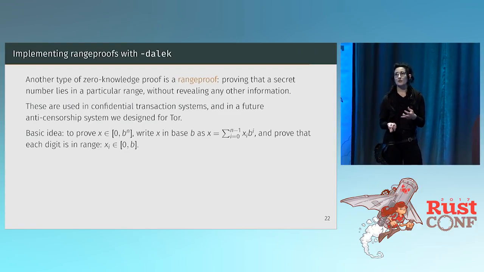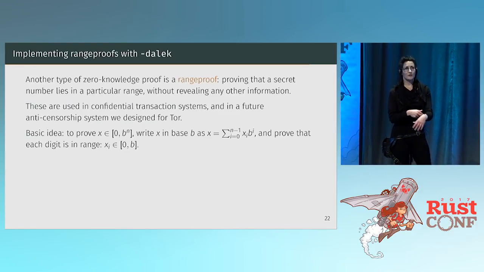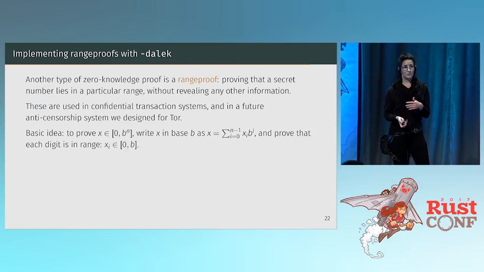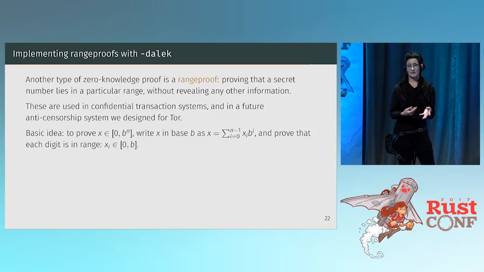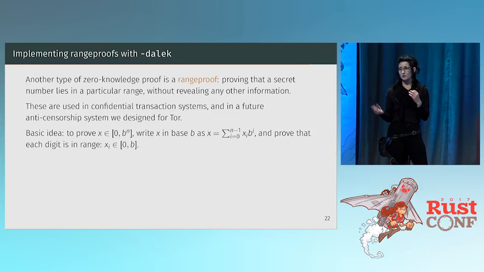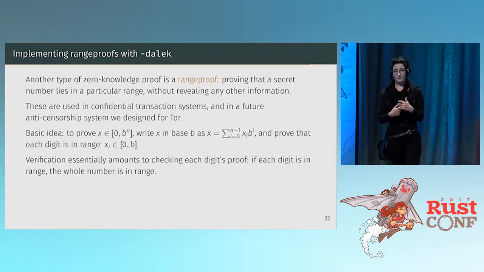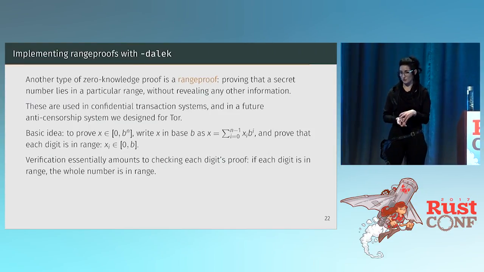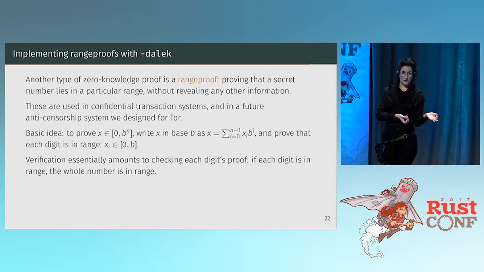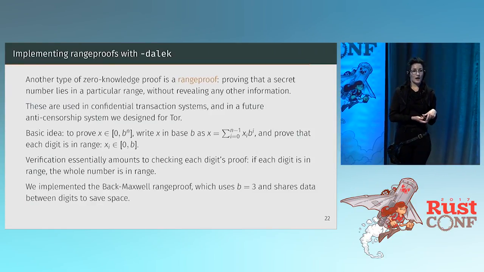Traditionally, the way to do this is due to a cryptographer named Maxwell, and you just write the number in binary, and then B in this case is 2. So you just prove that each digit in the number is 0 or 1, and then you can derive various statements about the range of the number. Verification essentially amounts to checking a ring signature on each digit's proof, and if each digit is in the correct range, the whole number is in the range.